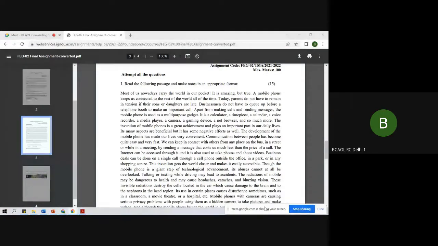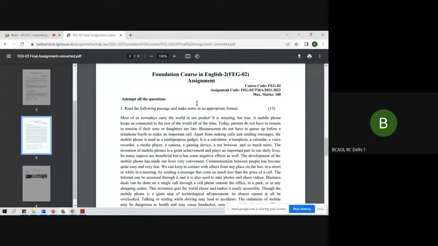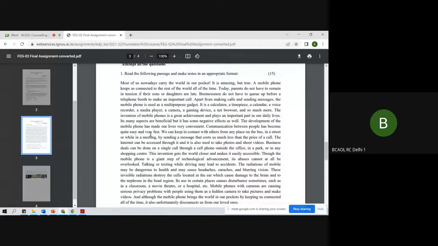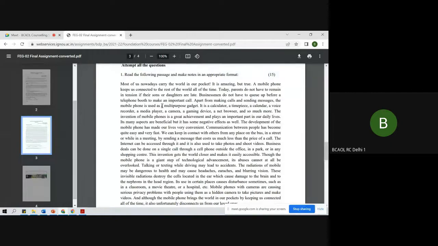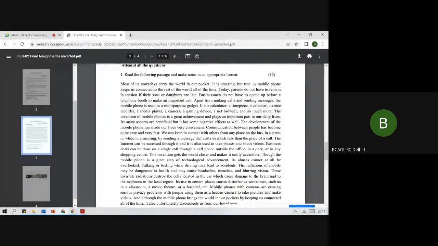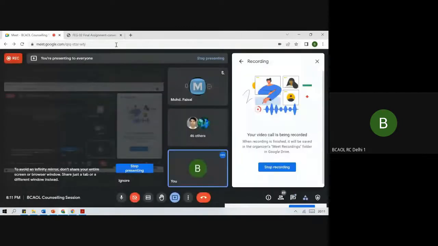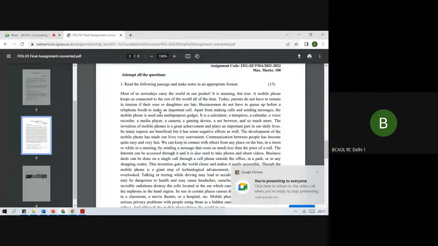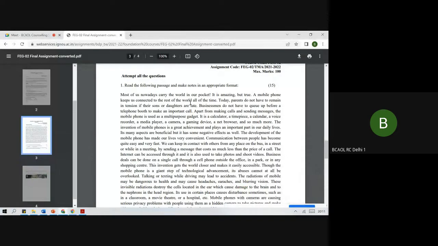Your assignment, even your final exam, the first question will be about making a note. You have to make a note based on this passage, this extract mentioned there. See, it is talking about one of the devices, the mobile phone. It's talking about the features of this mobile phone. What are the benefits? So how do you take a note? So, mobile phone benefits.